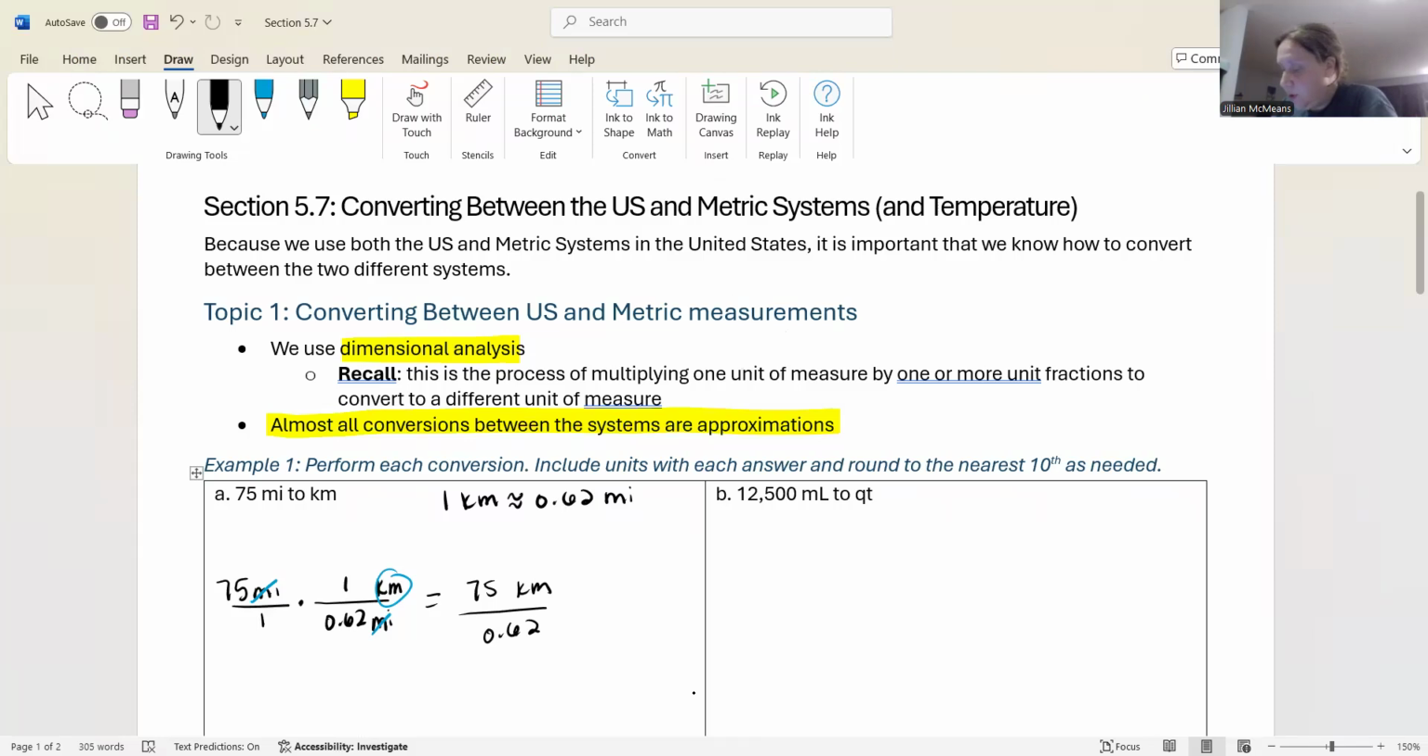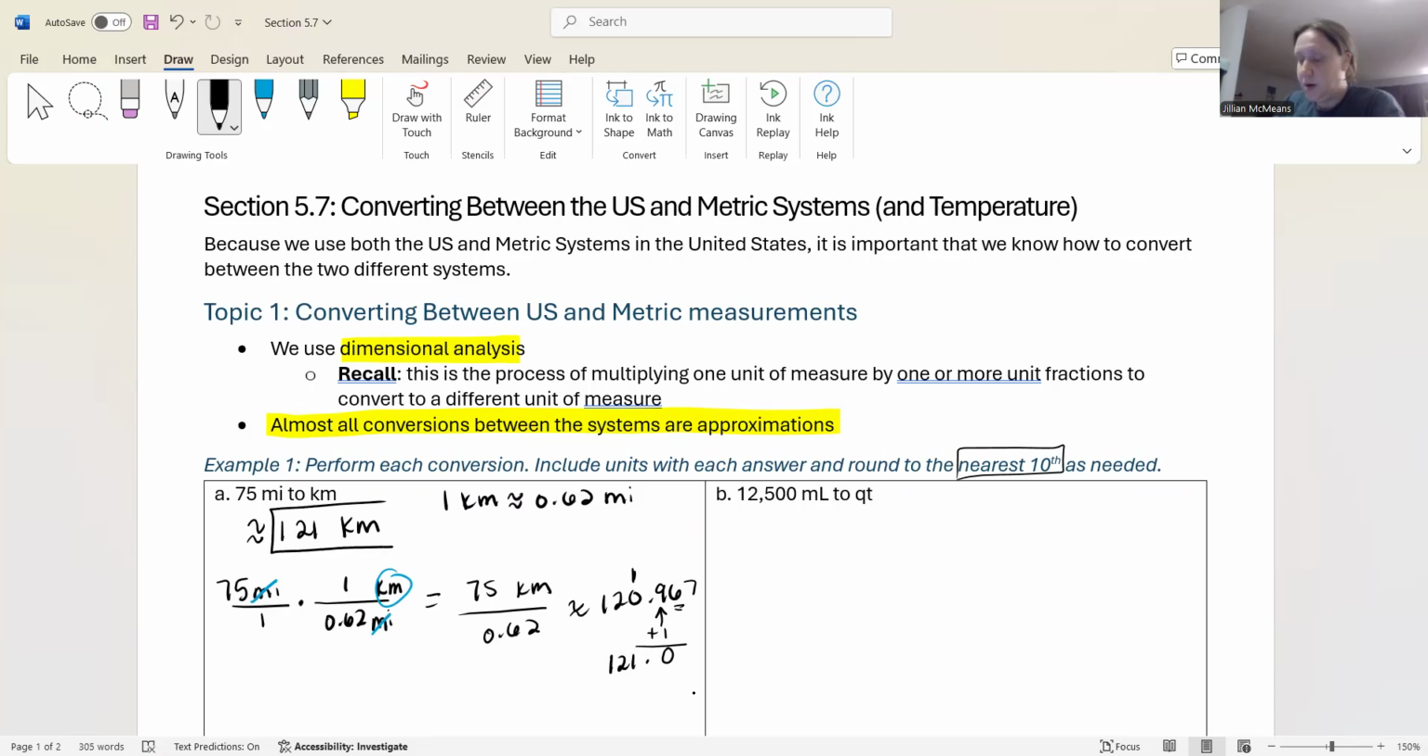We ended up with approximately 120.967. Well, we wanted to round to the nearest tenth as needed, so that's 1 decimal place. Directly to the right of that 9, I have a 6. That tells me to round up. When we round up, we add 1 to the rounding digit. Well, 9 plus 1 is 10, so I keep a 0 and I carry a 1. So that makes this 121.0. We would say 75 miles is approximately 121 kilometers.